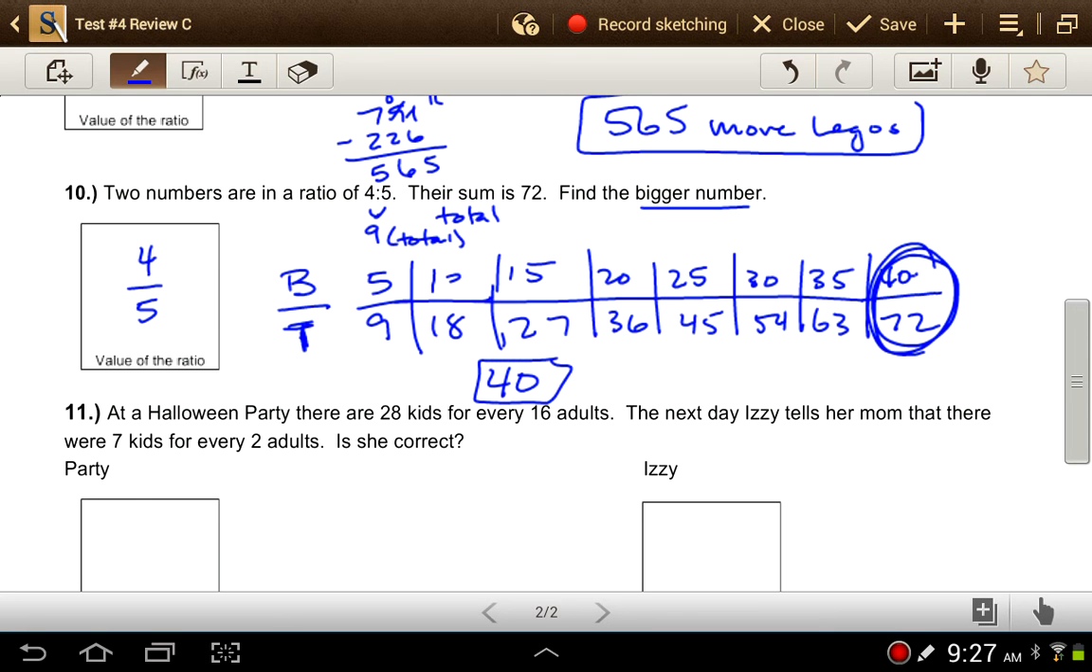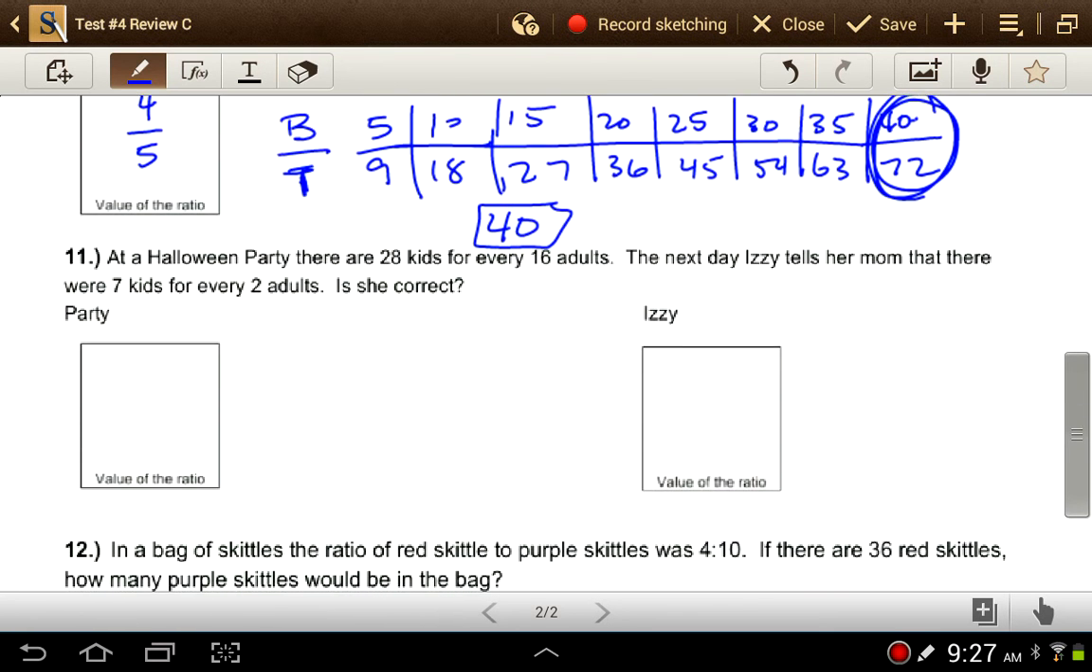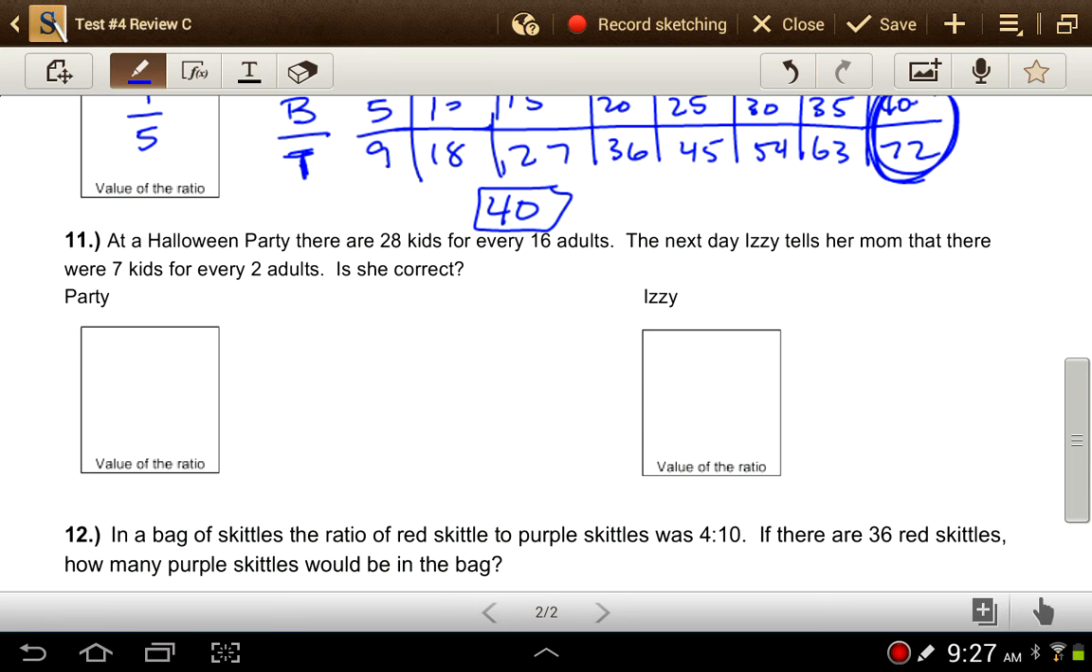Okay. Number 11 is a comparison problem. So for this one, I'm going to compare them. So first I want to know the party. Okay, the Halloween party. There are 28 kids for 16 adults. So 28 kids to 16 adults, and I'm going to simplify that. I can divide them both by 4. And that's going to give me 7 to 4. Izzy said, right here, that there was 7 kids for every 2 adults. 7 to 2. Okay? Now, the question is, is she correct?